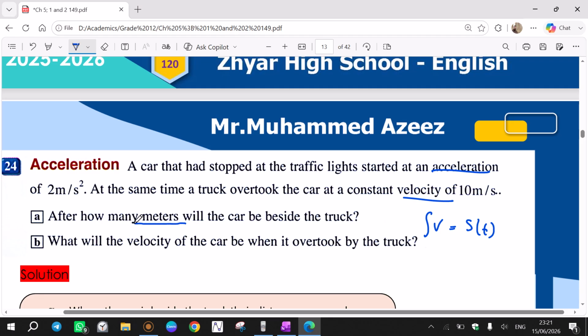After how many meters is related to position. Meters is distance. Distance is related to position. Now I need to find s of t of the car, and I need to find s of t of the truck, then equalize the two s of t's to find the point where the truck and the car are beside each other.